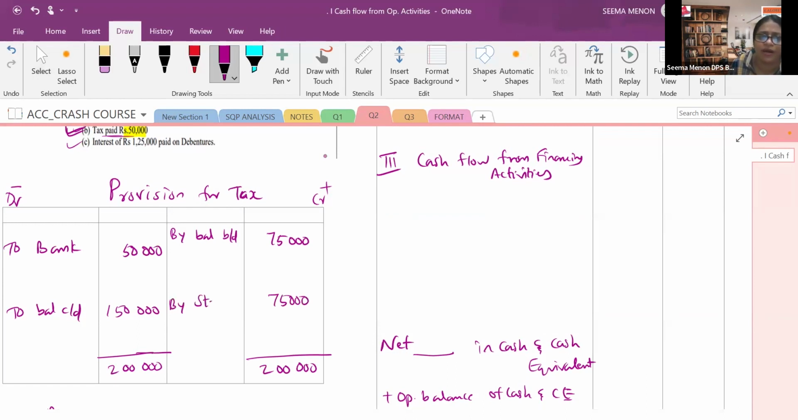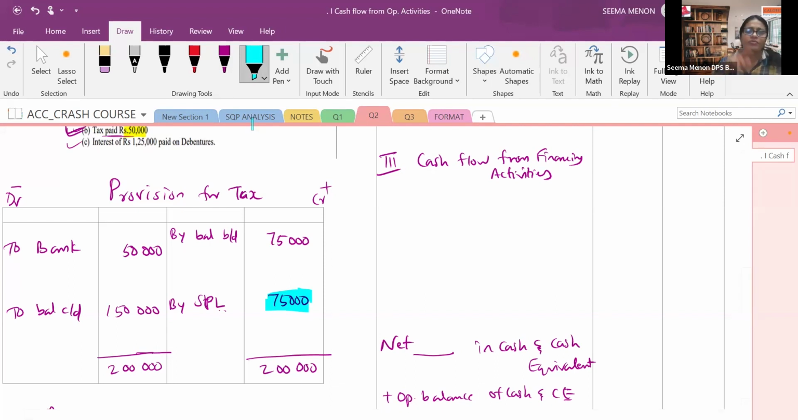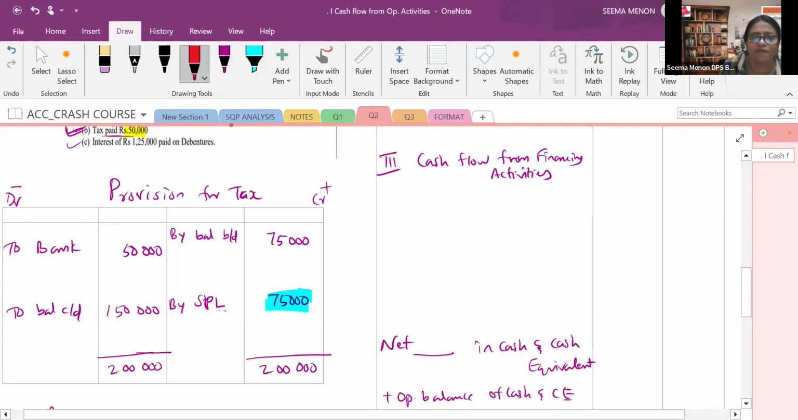Towards that, you will write by SPL. SPL means by statement of profit and loss. By statement of profit and loss means this amount you are debiting into profit and loss account. So this will be your provision for tax for the current year. So this amount, what will you do? Before you find out net profit before tax, and yesterday I taught you how to get the small working note to get the net profit before tax and extraordinary item, this amount will be added. Which amount? This 75,000 amount that you will be adding.